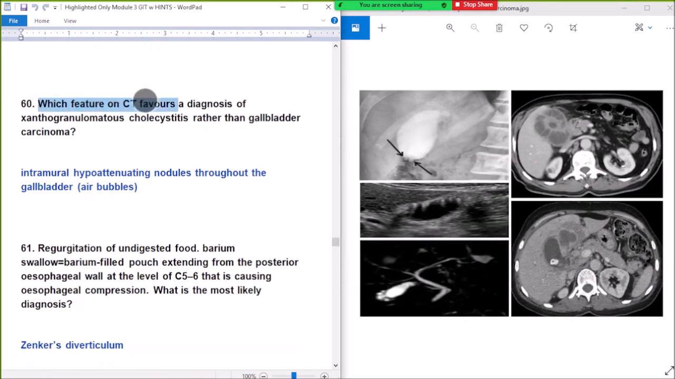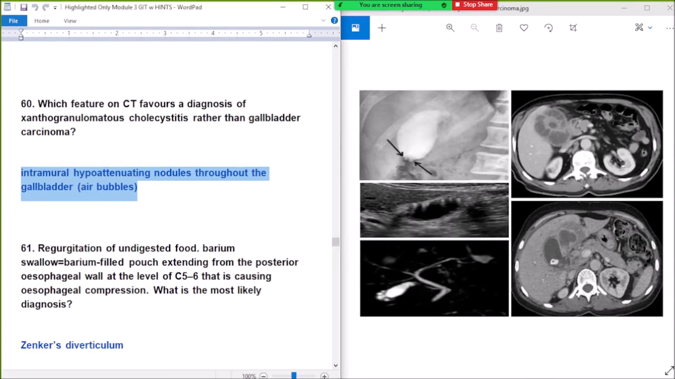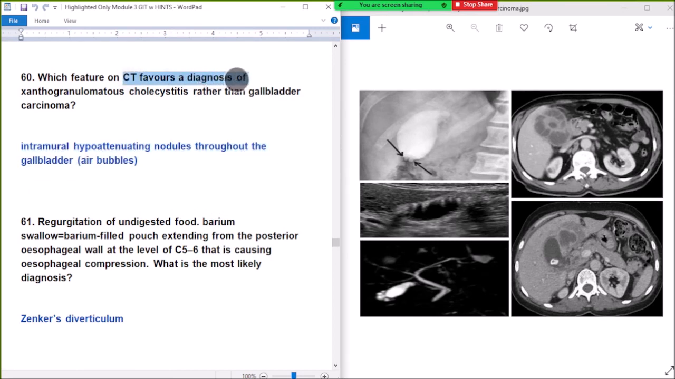Question number 60. Which feature on CT favors the diagnosis of xanthogranulomatous cholecystitis rather than gallbladder carcinoma? Intramural hypoattenuating nodules throughout the gallbladder. What's important is to memorize this.